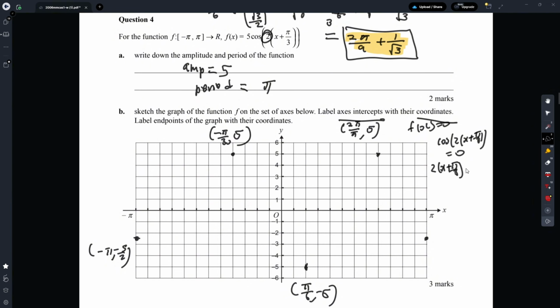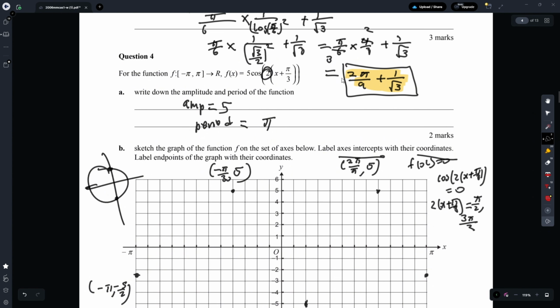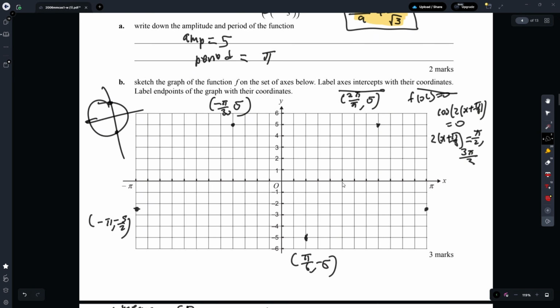2x plus pi on 3 equals, when is cos equal to 0? We have a unit circle. Cos is equal to 0 at pi on 2 and 3 pi on 2. We can change our domain. No, let's just stick with this. And the midpoint between these 2 points is actually the x-intercept.